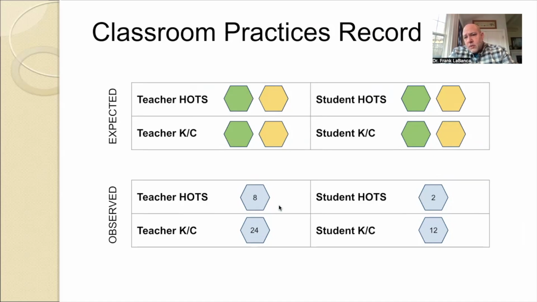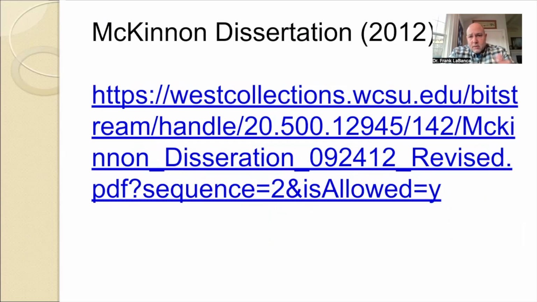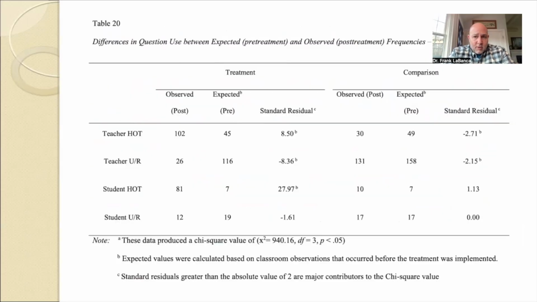So I worked with a student at one point who did a dissertation looking at reading strategies. It's Jason McKinnon. You can check out his dissertation if you want to by following the link here, and I'll link it in the video as well. And basically what he did was he had a treatment and a comparison group. And with the treatment group, he gave them some strategies for asking more higher order thinking questions.